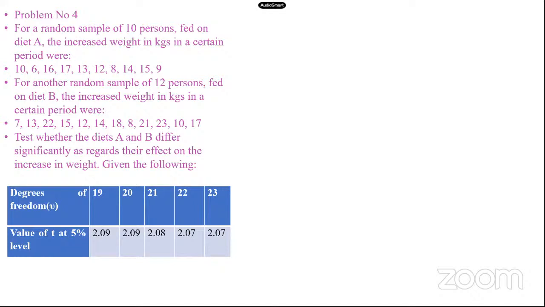आता या ठिकाणी गिवन द फॉलोइंग मध्ये काय केलंय, तुम्हाला फक्त टेबल व्हॅल्यू दिलेले आहे. कुठल्या डिग्रीज ऑफ फ्रीडमला कुठली टेबल व्हॅल्यू आहे, बाकी काही नाही. सो यार डिग्रीज ऑफ फ्रीडम 19 असेल तर टेबल व्हॅल्यू 5% लेवलला एवढी आहे. डिग्रीज ऑफ फ्रीडम 20 असेल तर हे वापरा, 21 असेल तर ही व्हॅल्यू वापरा, 22 असेल तर ही वापरा, 23 असेल तर ही वापरा. जे डिग्रीज ऑफ फ्रीडम तुम्हाला अप्लिकेबल आहे ही टेबल व्हॅल्यू वापरा असं म्हटलं, बाकी काही नाही.